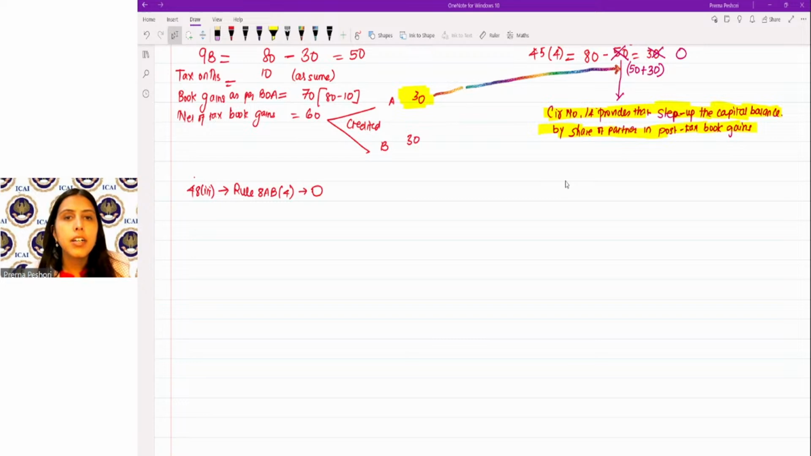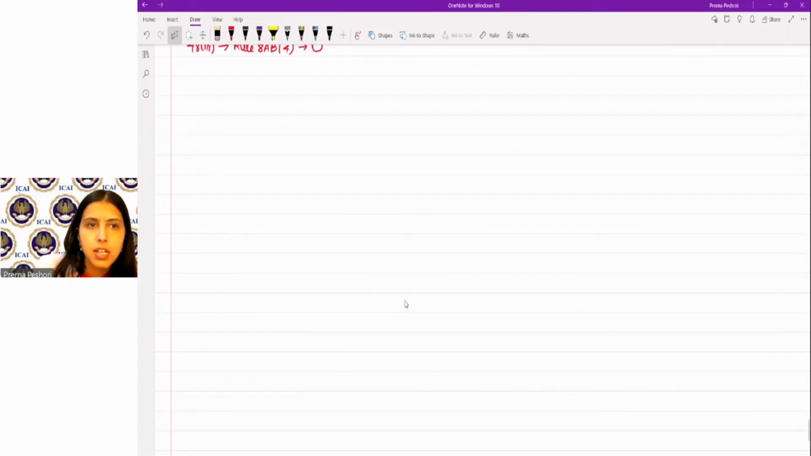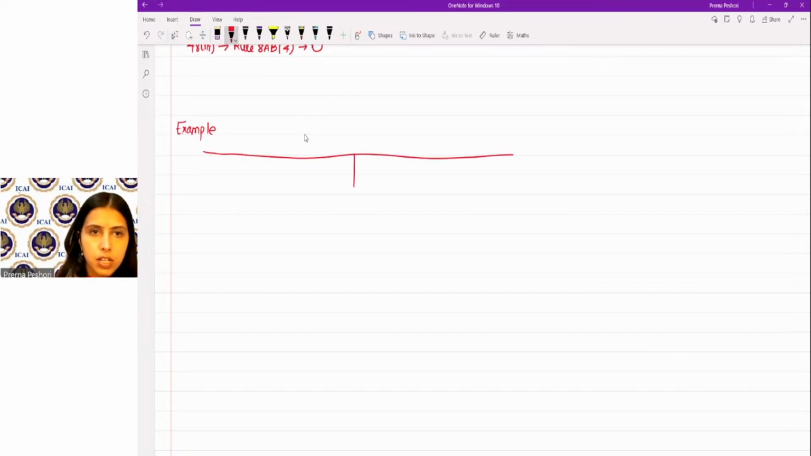Now, there is one more example which we'll do. This was the single asset which was transferred. There could be multiple assets. So, another example. Let's take, there are two partners, A, B. My profit sharing ratio is 50-50. Capital is 50 and 50.